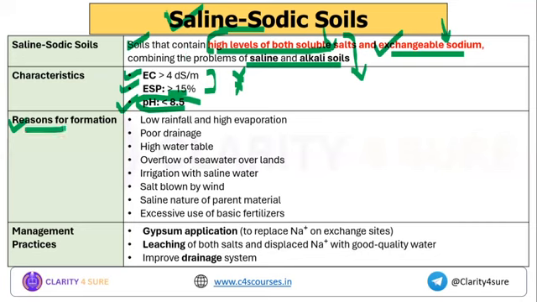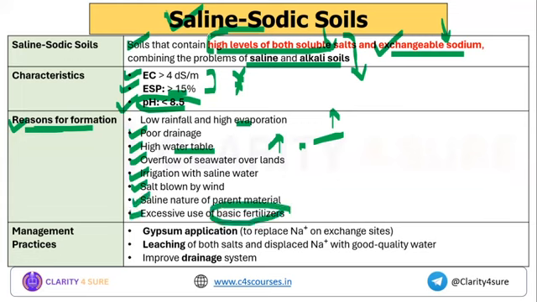So why is the soil formed? Okay, the reasons for formation of saline-sodic soil are low rainfall, high evaporation, making water leave from the surface, but salts will be accumulated there, increasing the concentration of salt. Okay, poor drainage, again because of poor drainage they will accumulate. High water table will bring those salts up to the surface, right? Then overflow of seawater over the lands, irrigation with saline water, salts blown by wind, saline nature of parent material, and excessive use of basic fertilizers will create the problem of saline and sodic soil.